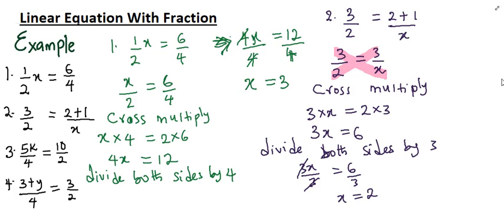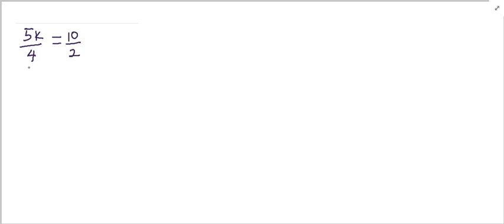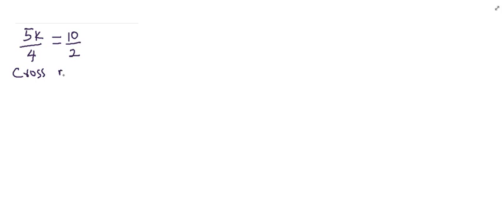For the third one, we'll have 5k over 4 equal to 10 over 2. So let's do it here. Now we have to cross multiply, right? So let's cross multiply. This is the third one. Doing that, we are going to have 5k multiplied by 2 is equal to 10 multiplied by 4. So 5 times 2 is 10, right? So 10k. Now, whenever you have a variable and a number, they can multiply, yeah, but they cannot add or subtract. Okay, so let's continue.